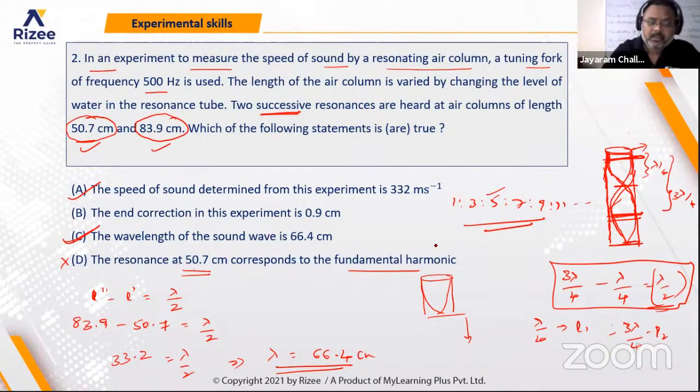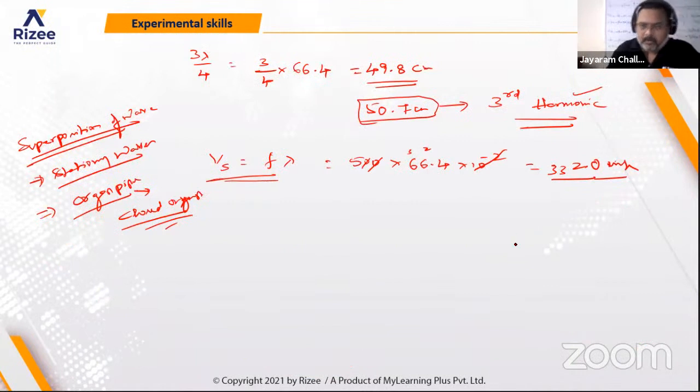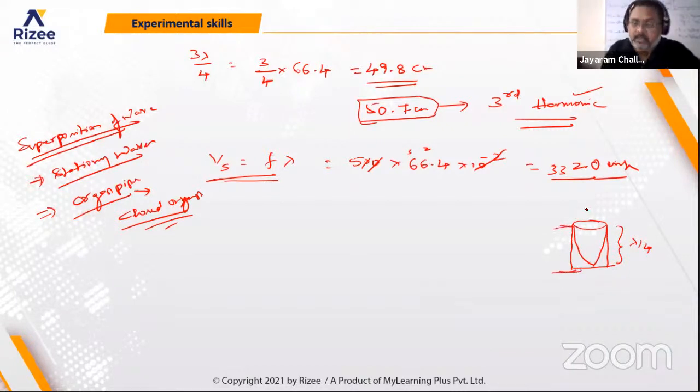We now need to verify your option B, which is the end correction. What do we mean by end correction? Generally, when we measure the wavelength or lambda, we consider the end to end distance as lambda by 4, and with the scale you will be measuring this distance. But physically, due to the atmospheric pressure P naught, the antinode is formed just above this open end. This distance we are not going to measure, and this distance is called the end correction.